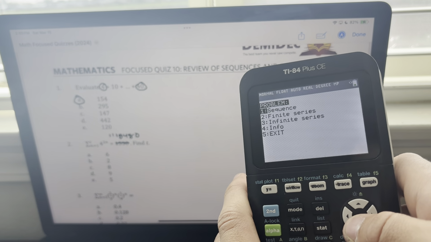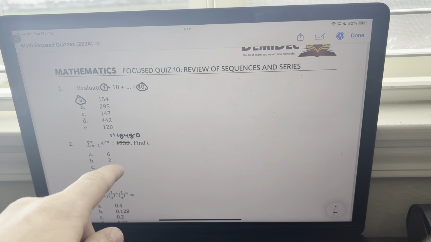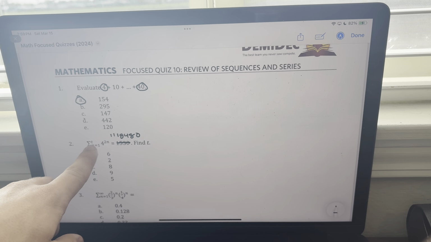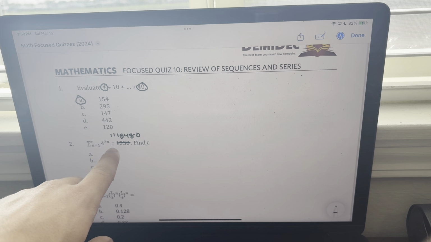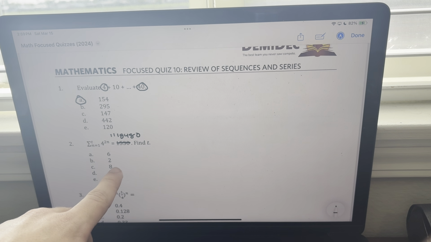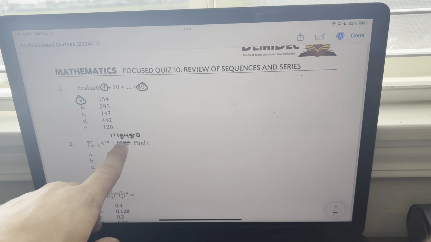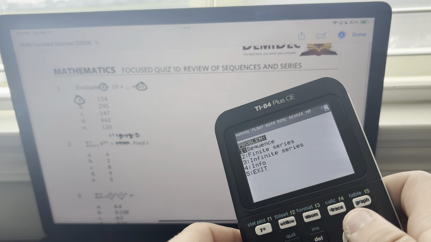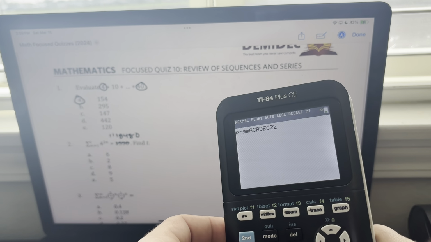And then we know it's a finite series because we're trying to find, okay, what number are we ending with? That's what it's asking by finding t. How many terms are there in the series where the starting term is n equals 1, which is 4 to the 2 times 1, which is 16? How many terms are there when it equals this number here? So we're going to go ahead and go to finite series.